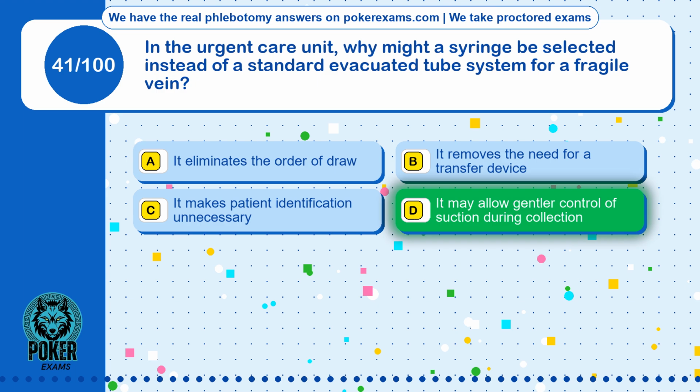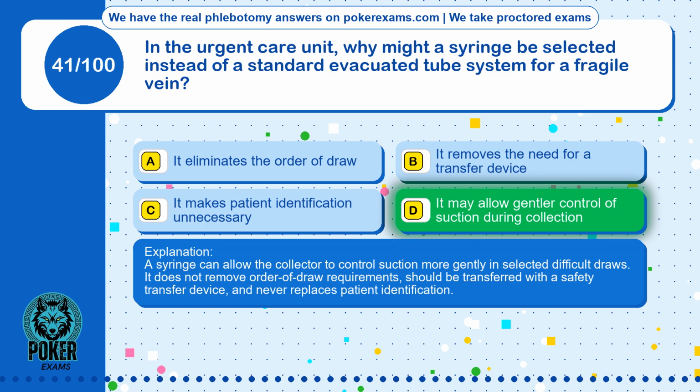The correct answer is option D. It may allow gentler control of suction during collection. A syringe can allow the collector to control suction more gently in selected difficult draws. It does not remove order of draw requirements, should be transferred with a safety transfer device, and never replaces patient identification.